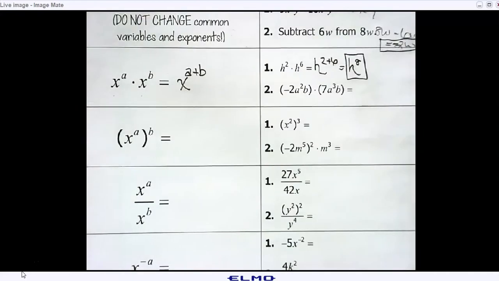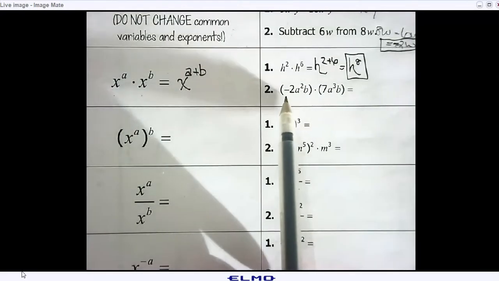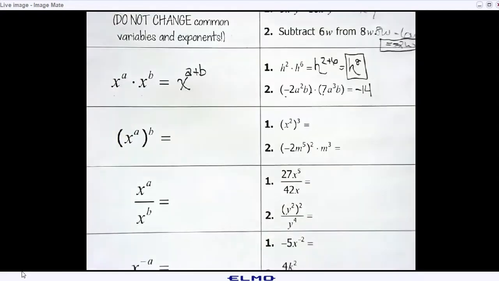I was boxing my answer there. And we're going to apply that again for number 2. For number 2, although we have some more terms, the rule still applies. First of all, we take our coefficients, negative 2 times 7, just multiply those out like normal, and that gives us negative 14. Now we use our product rule.